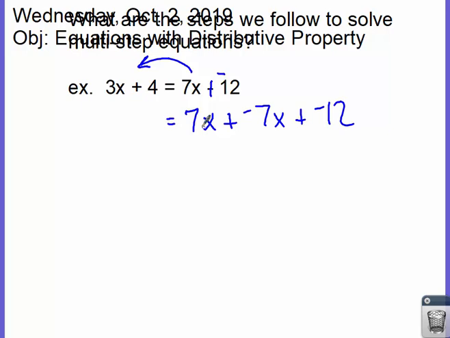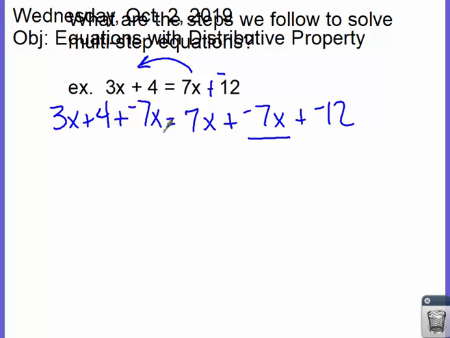Now, in class, we've been looking at 7x plus negative 12 and then plus negative 7x. It makes no difference which order you do that. But this still is the new thing that I added to the right-hand side, so I need to make sure that I add it to the left-hand side as well. So I end up with 3x plus 4 plus, and now the new thing that I added on the right, which was negative 7x.